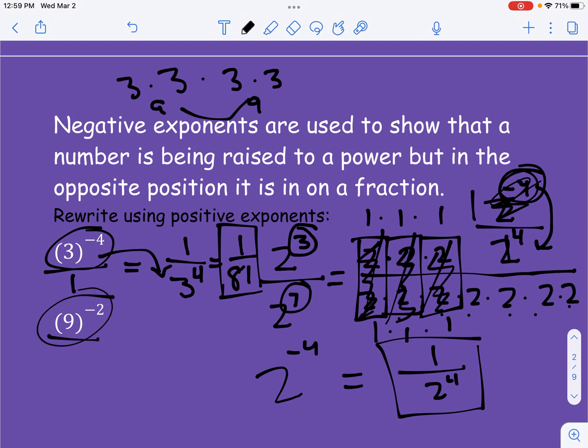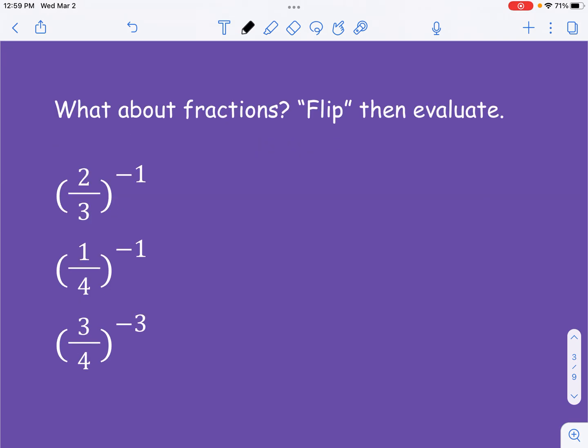All right, same thing with this one right here. We're going to put that over 1. We're going to move that down into the denominator, and it becomes 9 squared over 1. And then this one, coincidentally, happens to be the same thing. Trust me, all of these do not work out to be 1/81. So let's try a couple more of these, all right?